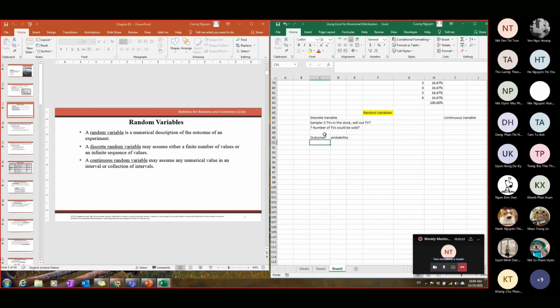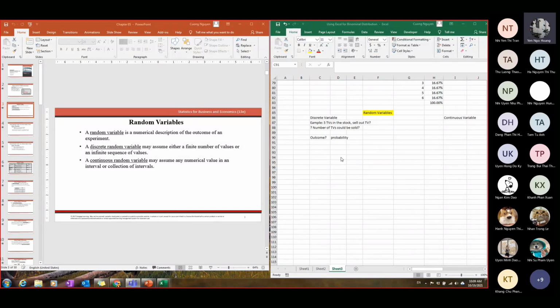If I have 5 TVs in stock and I sell them, each day maybe I can sell 1 TV, 2 TVs, something like that. So what will be the possible outcome of the number of TVs that could be sold each day? Anyone? Okay. Maybe 20% for it today. I'm not talking about probability, just the possible outcomes. What could be the number of TVs sold if I have 5 TVs in my store?